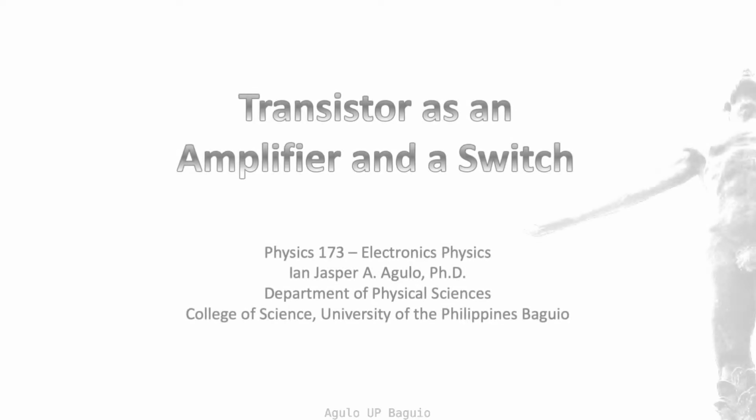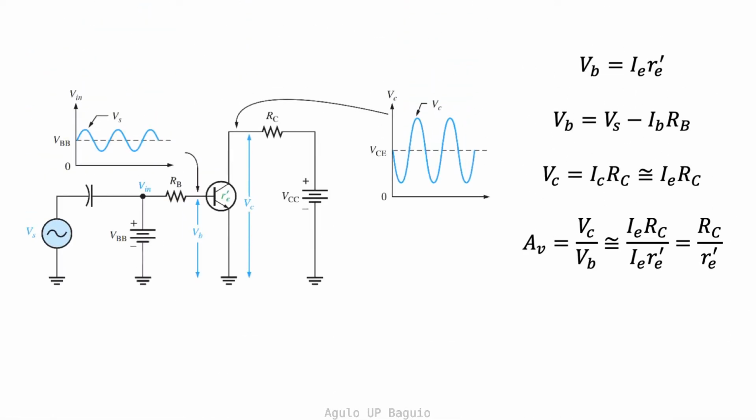In this video, we'll discuss how to use the BJT as an amplifier and as a switch. We'll also talk about the phototransistor and its application. As we previously discussed, one of the applications of a transistor is an amplifier.